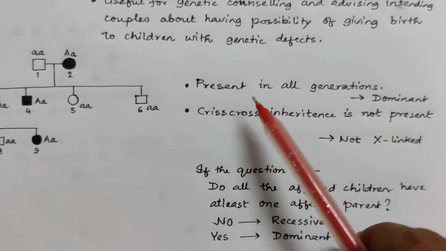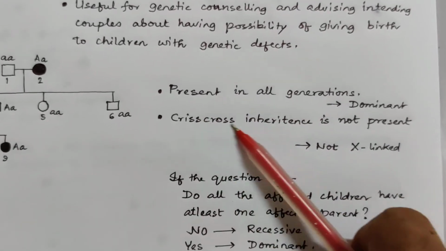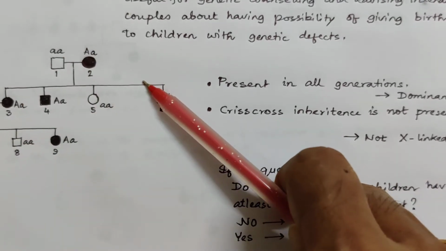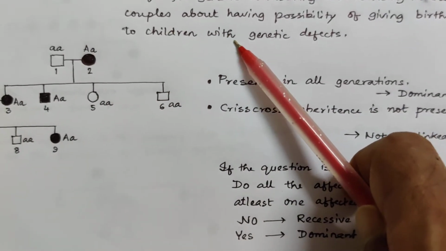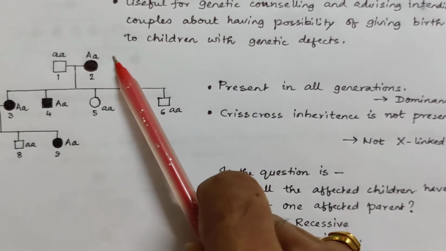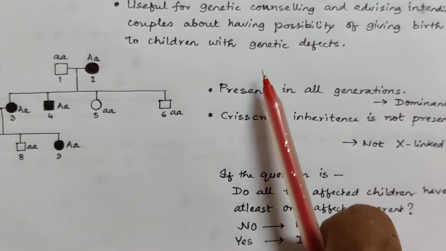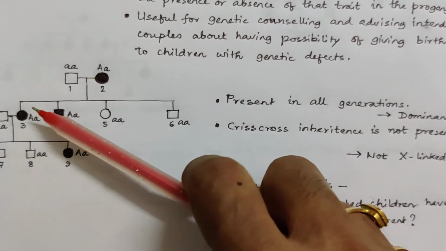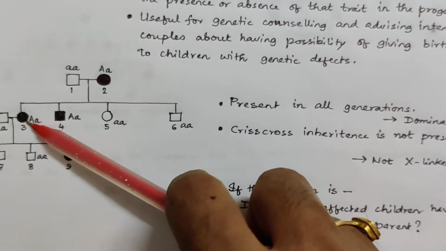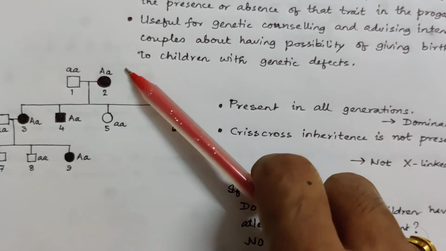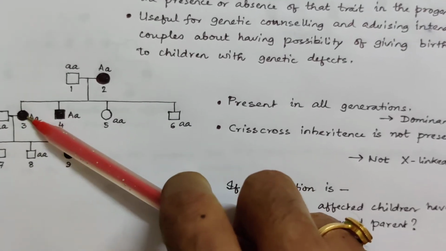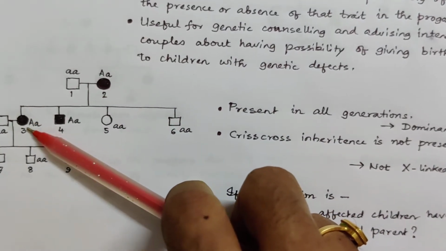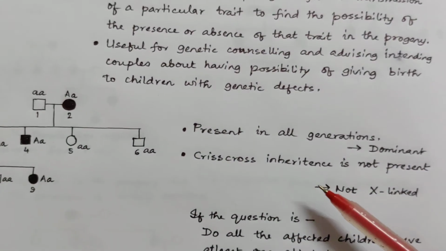Now what is crisscross inheritance? If the disease is passed from mother to son and then to granddaughter, or from father to daughter and then to grandson, then we call it crisscross inheritance. Now here mother is transferring to her daughter. This is not a crisscross inheritance. Here it is transferred to the son, but to the daughter also. If it is transferred from mother to daughter, then we don't call it a crisscross inheritance.